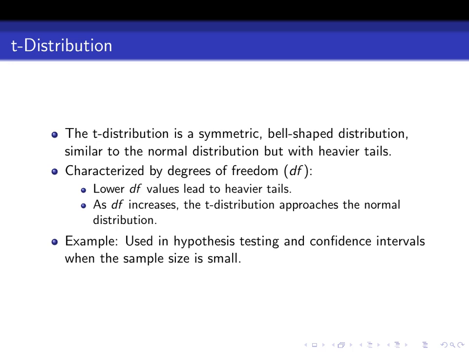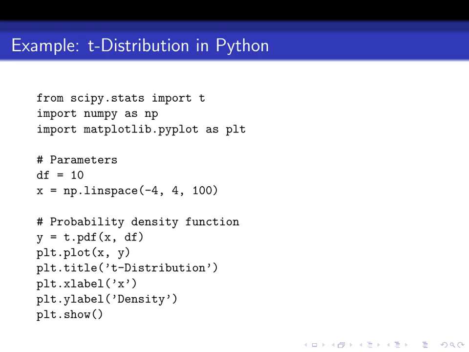The t-distribution is similar to the normal distribution but has heavier tails, making it useful in hypothesis testing when sample sizes are small. It is characterized by degrees of freedom, which determine the shape of the distribution. Lower degrees of freedom result in heavier tails. In the code example, we generate and visualize a t-distribution using Python.